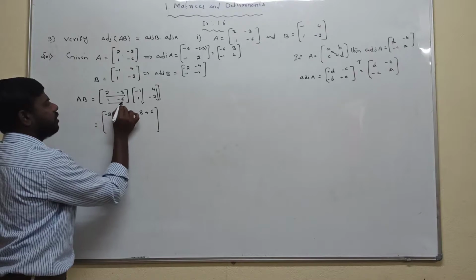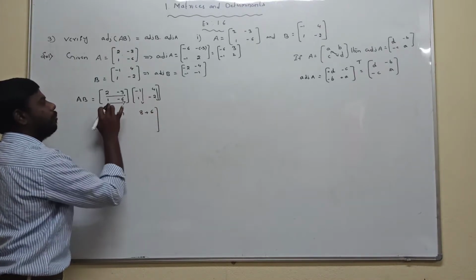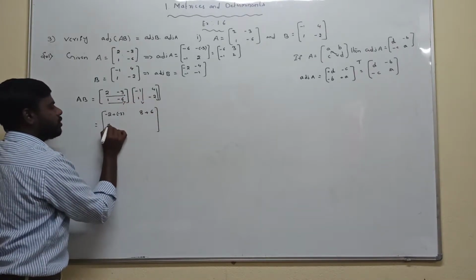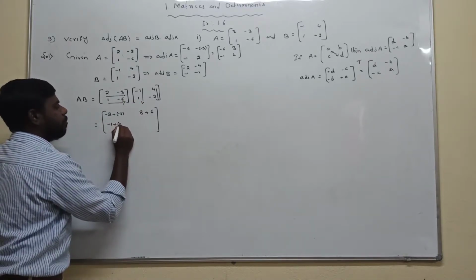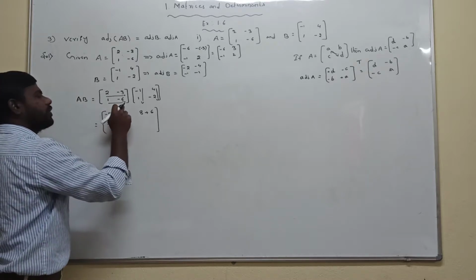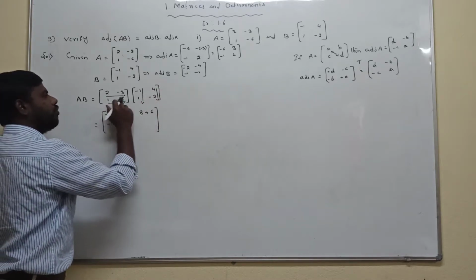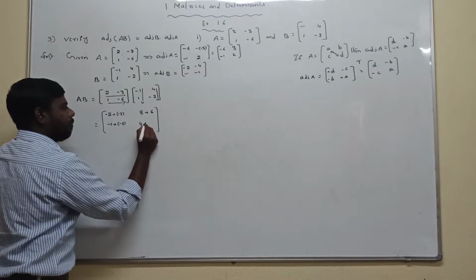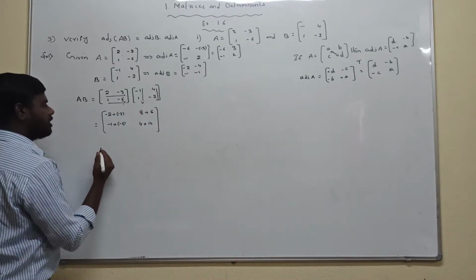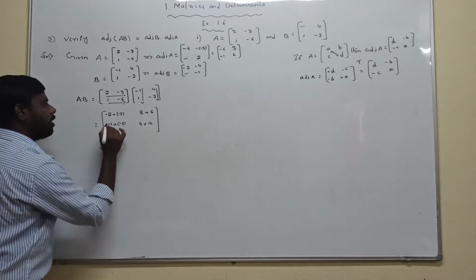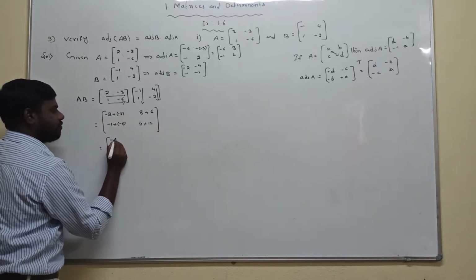Next, product with second row, first column: 1 into minus 1 is minus 1, plus minus 6 into 1 is minus 6. Next, product with second row, second column: 1 into 4 is 4, plus minus 6 into minus 1 is plus 6. Simplify this one.